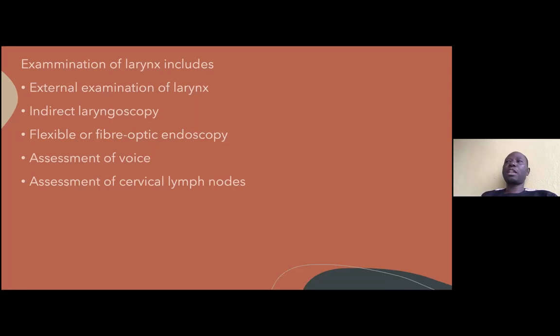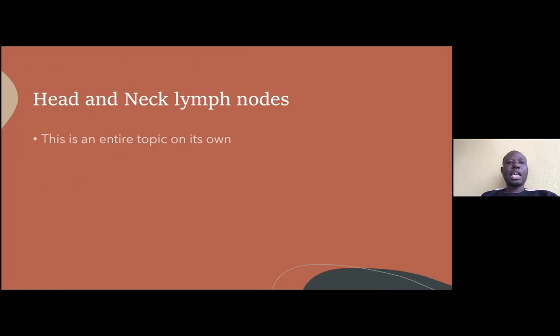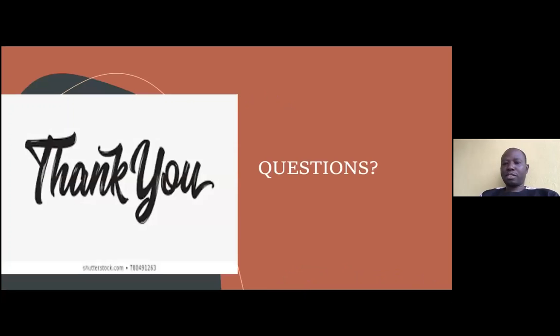You have to assess the voice, whether there's a voice change, and then you examine for cervical lymph nodes. Head and neck lymph nodes is a different topic on its own, an entire topic. But there are various regions of the neck: the cervical region, posterior auricular region, occipital, the triangles of the neck, lateral, middle, posterior triangle of the neck, and they also have regions. Every region takes its lymphatic drainage from particular areas. So depending on which node is enlarged, you can see where the pathology is. For the overview, I think that is that.